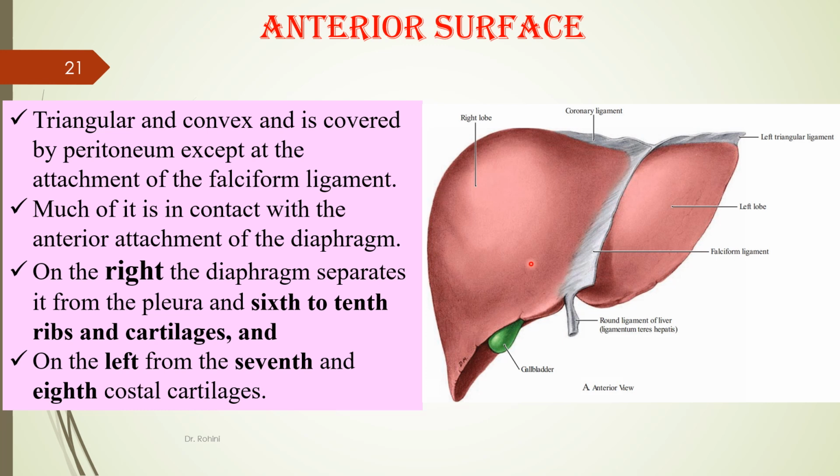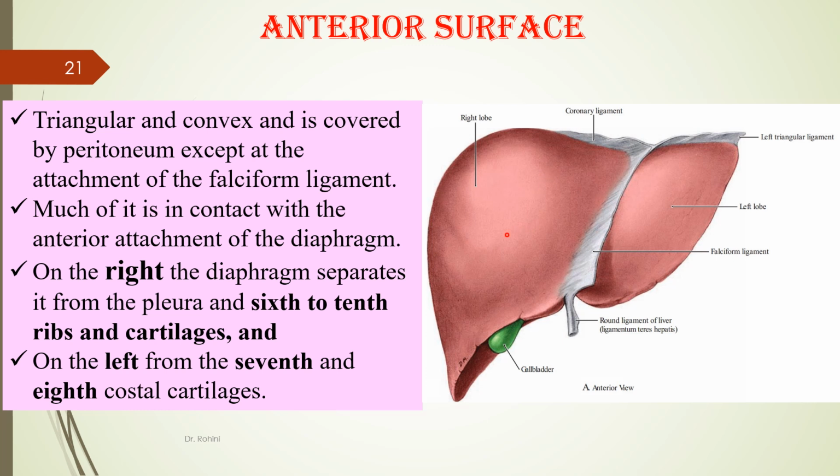Okay. The anterior surface is triangular in cross section. This one is convex and is covered with peritoneum all over except for the attachment of this ligament, which is a double fold of peritoneum. Wherever there is a reflection of peritoneum, that is a non-peritoneal structure. So in the fissure, the attachment of the falciform ligament will be non-peritoneal. Most of this anterior surface lies in contact with the anterior attachment of the diaphragm.